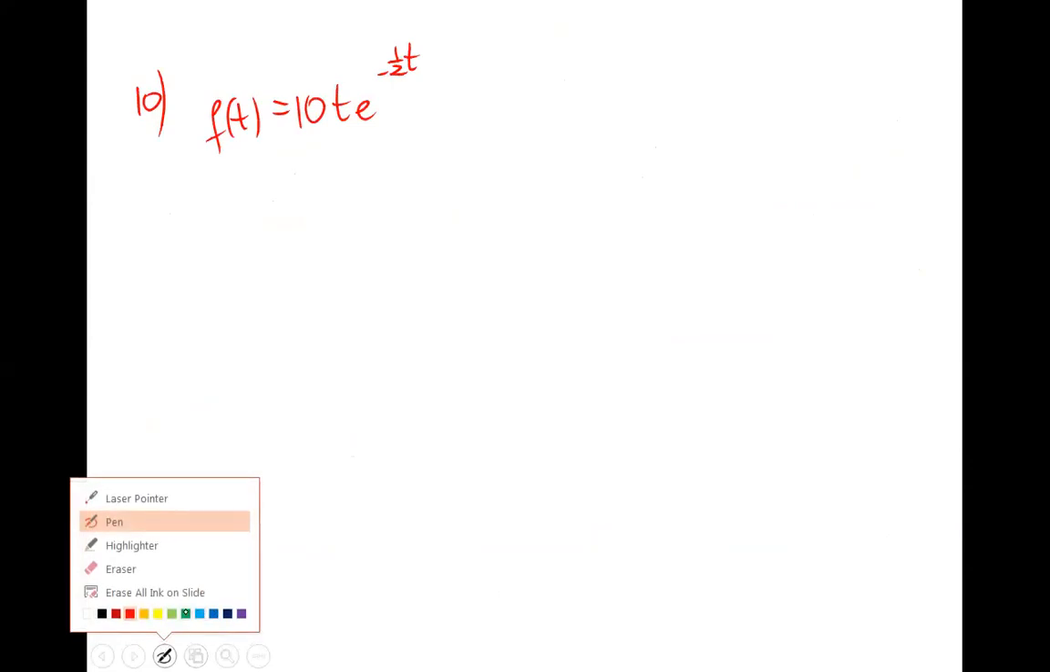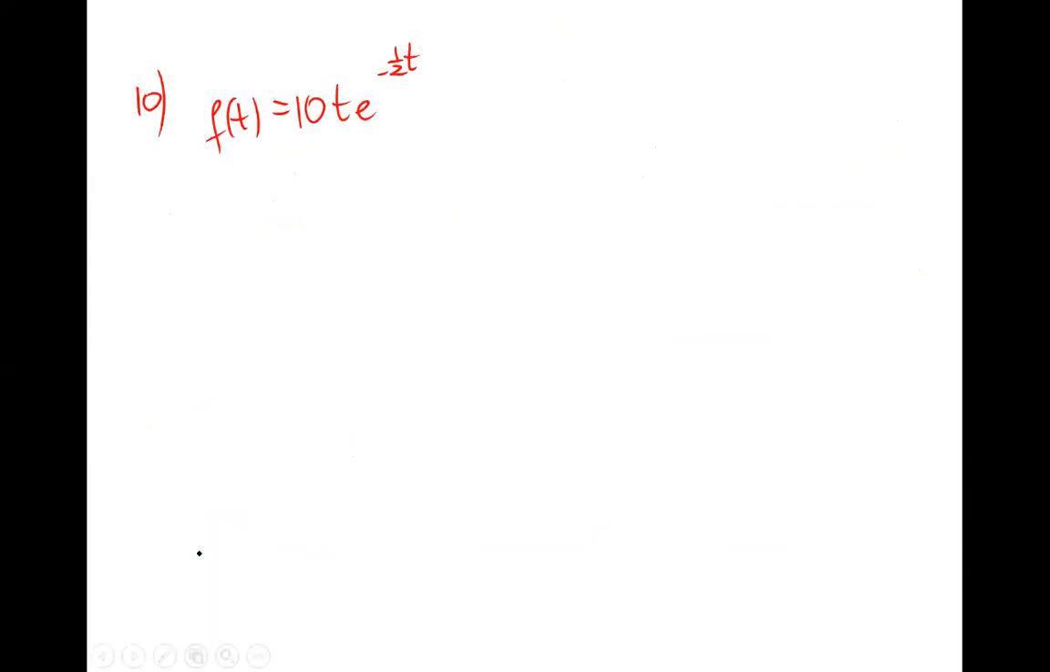Okay, let's see. Number 10, let's say f of t equals 10t e to the negative half t. Okay, that means this one is maybe not easy to detect, to notice that we do have a product between 10t and e to the negative half t. That we have to use the product rule. Having f times g, the derivative of this is f prime g plus f g prime.